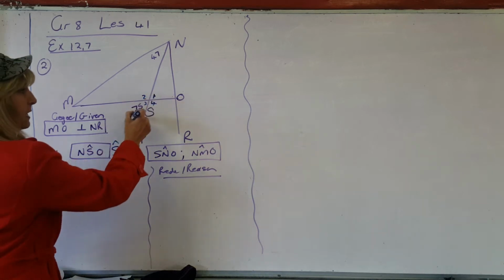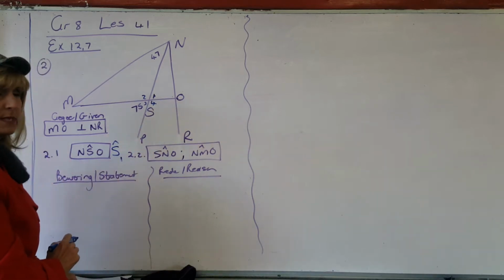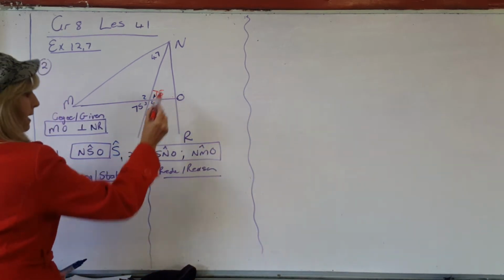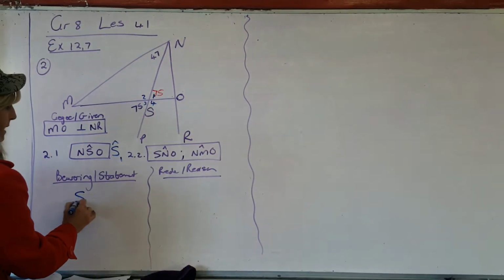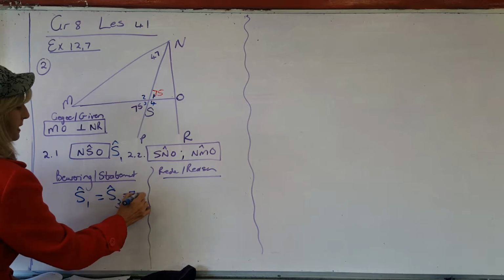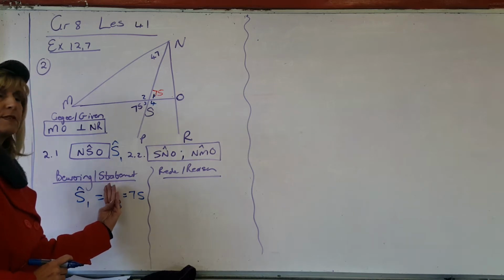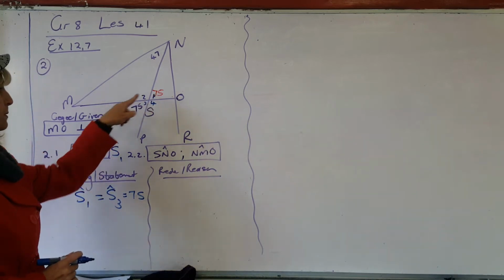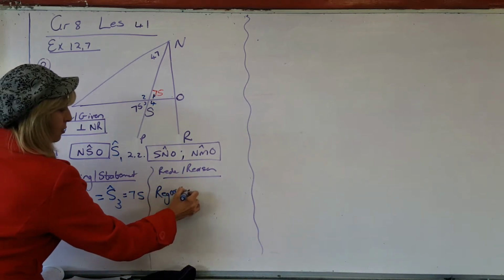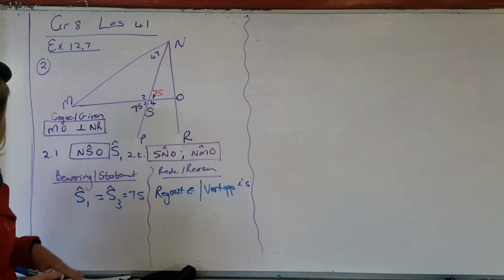So, maar wat wil hulle dan eintlik gehad het? They wanted you to see, dit is regoorstaande hoeke, vertically opposite angle. So, this angle here should be 75. Reguit gevra is dat S1 or NSO is the same as S3, which was 75. Nou as jy nie skryf S1 is S3 wat 75 is nie, net geskryf S1 is 75 is dit reg. It's good to see. It's because those two are equal to each other. En jou rede is regoorstaande hoeke, vertically opposite angles are equal to each other.